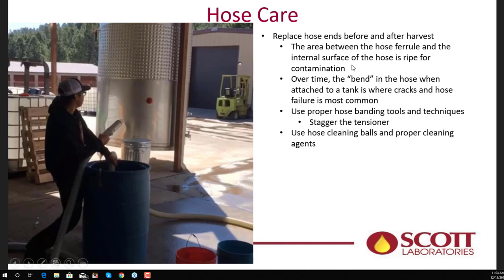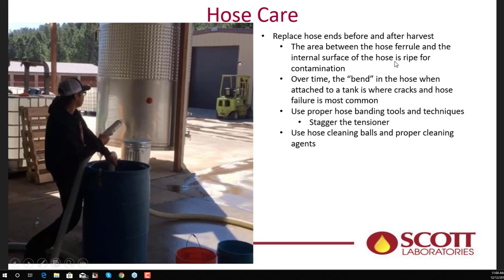The other thing I recommend is replace hose ends before and after every harvest. This is an area that is very common for spoilage. It's that inner zone between the hose barrel and the internal hose surface. Under pressure, juice and wine will get lodged in there, and you can see it a lot of times. If you're using two different clamps, in between the first and second clamp, there'll be some wine that will get in there. Well, that's just festering in there, and that's a huge spoilage area. So from a contamination standpoint, before and after harvest, I would recommend chopping those hose barrels off, cleaning them, and reattaching them.